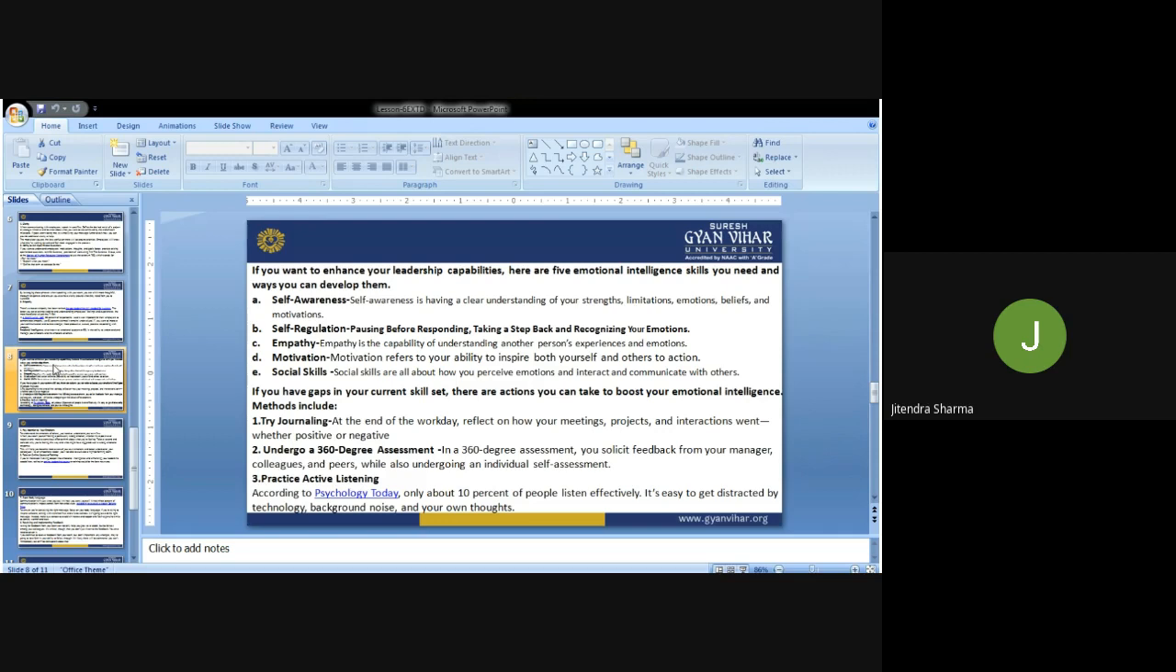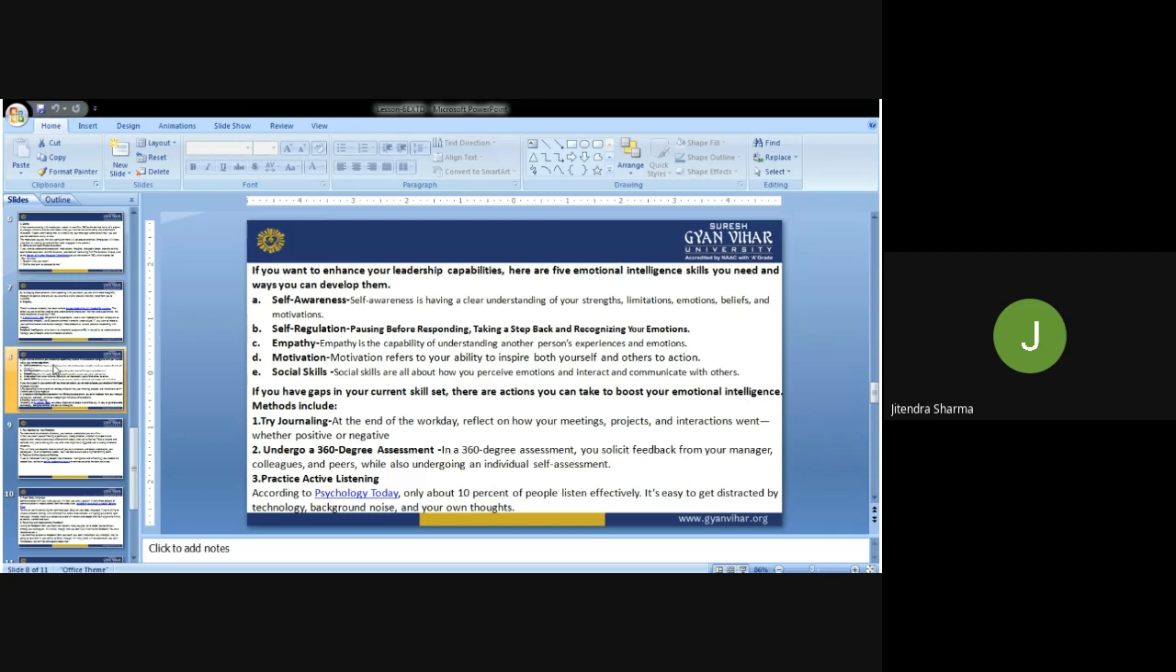Self-awareness is having a clear understanding of your strengths, limitations, emotions, beliefs, and motivations. First you have to understand what kind of person you are. If you do not know yourself first, then it's very difficult to interact with others and to have a better understanding about others. So that is very important for a leader to improve his leadership capabilities.